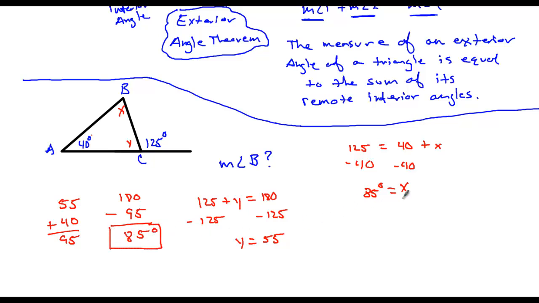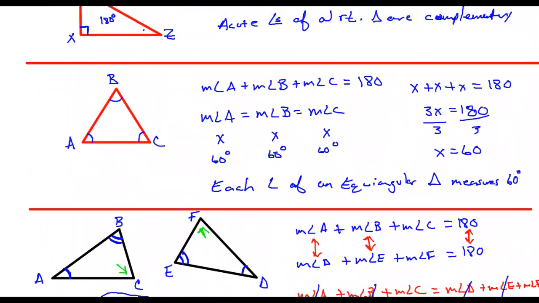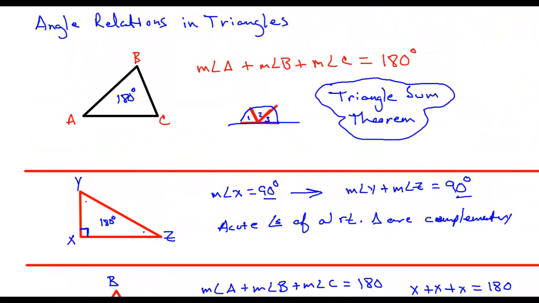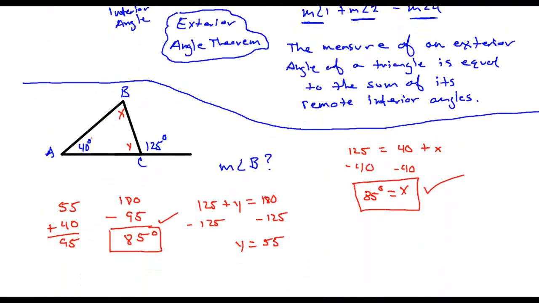So either way I do it, whether I use the exterior angle theorem, which is this way, or if I just kind of common sense my way through it, which is this way, I'm still going to get 85 no matter what I do. So you really want to make sure you know all of these. Make sure you know the theorems, make sure you know what they mean. They're too easy for you to just blow these off and not memorize them. So that's it for today, and we'll pick it up tomorrow.